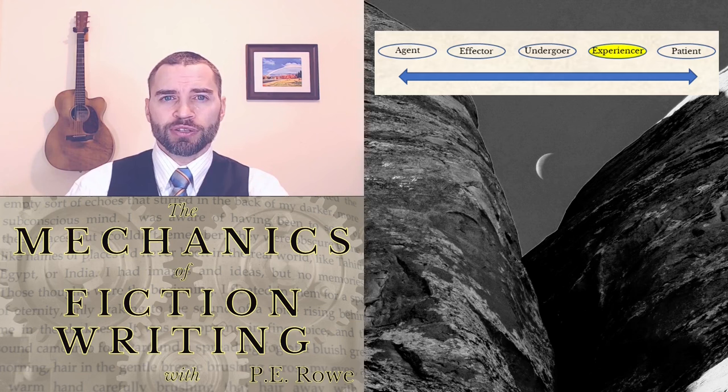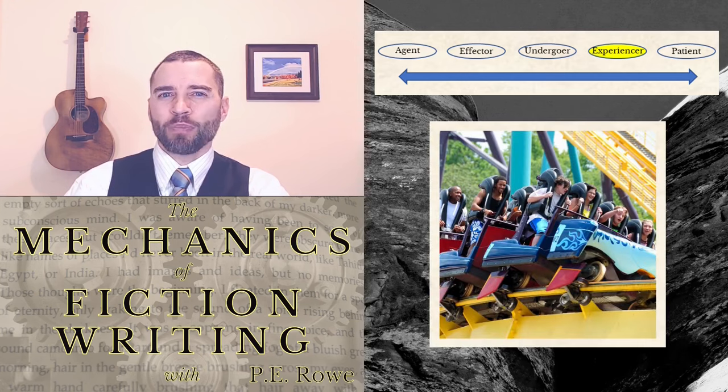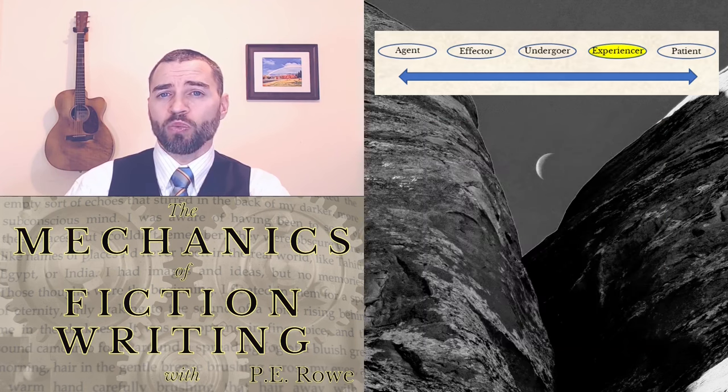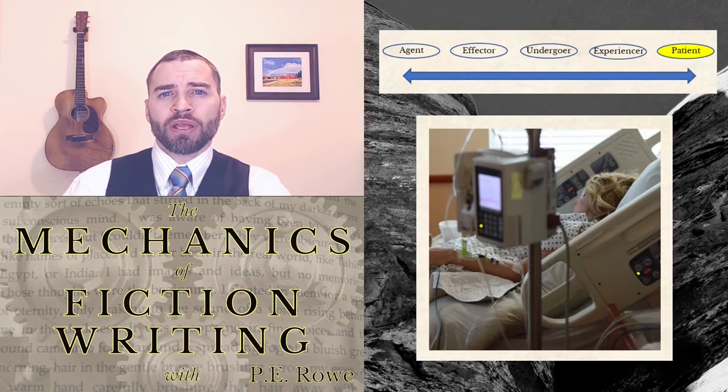The experiencer. The experiencer is still slightly more passive. They are a participant in the story, but not an actor. The only agency is the choice to participate. It's kind of like hopping in a roller coaster, getting strapped down and going along for the ride, experiencing all the twists and turns along the way. You become an experiencer each time you buy a movie ticket. You surrender your agency for a couple hours in exchange for a good story. Well, we hope.